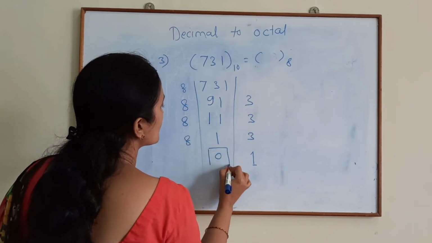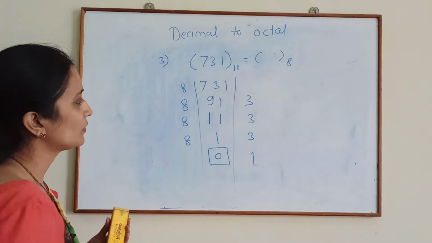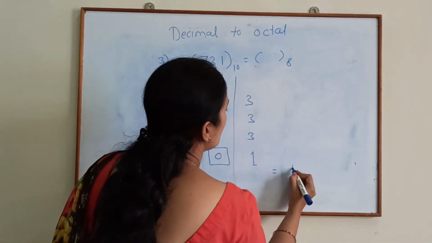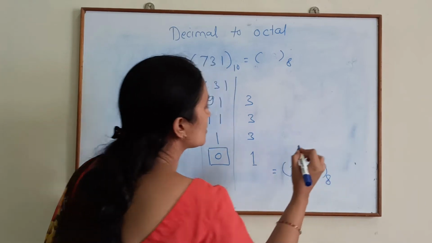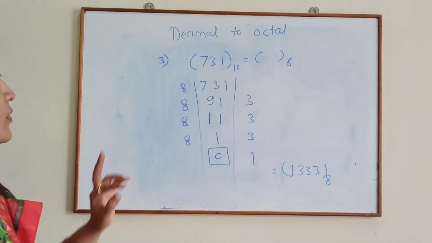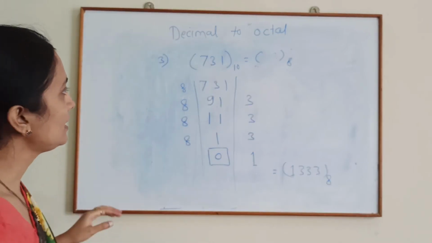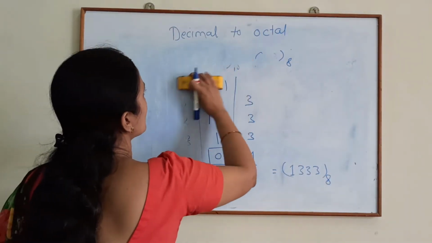Here we have got answer 0. Therefore, octal equivalent is 1333. This is the octal equivalent of decimal number 731. And last example we will take.